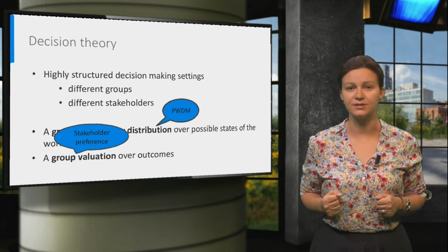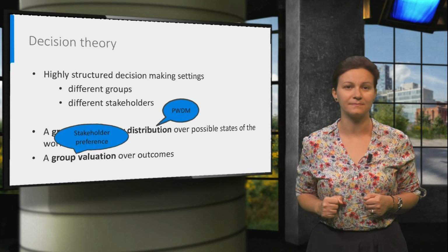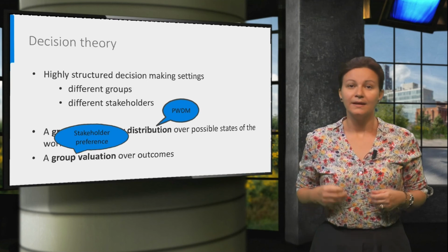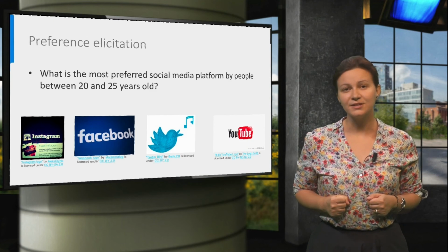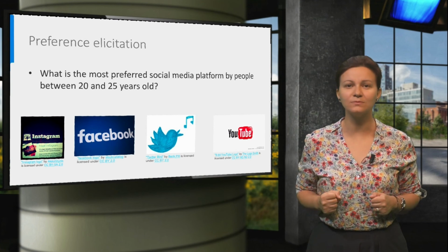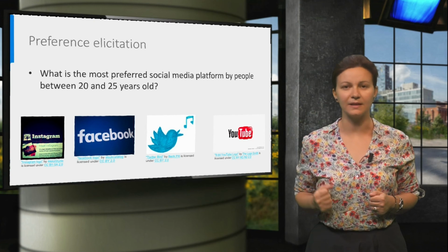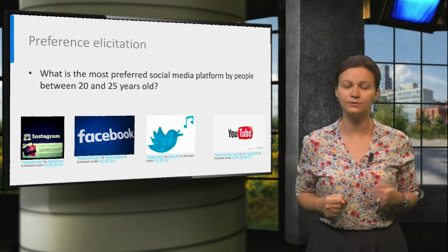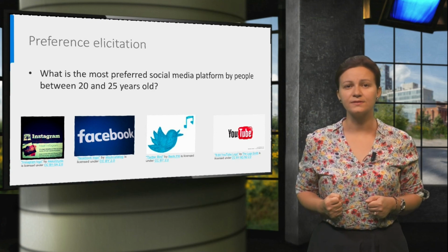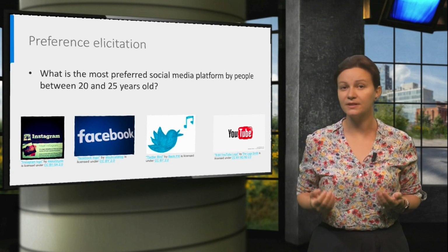The group valuation, or the stakeholder preference, implies a different type of elicitation that is generally known as preference elicitation. In order to understand what preference elicitation means, let's consider a simple example. Suppose we aim to capture a group's preference about the most preferred social media platform by people with ages between 20 and 25 years old. How to elicit experts' preference along with the aggregation of the individual preferences will be detailed in a future video.